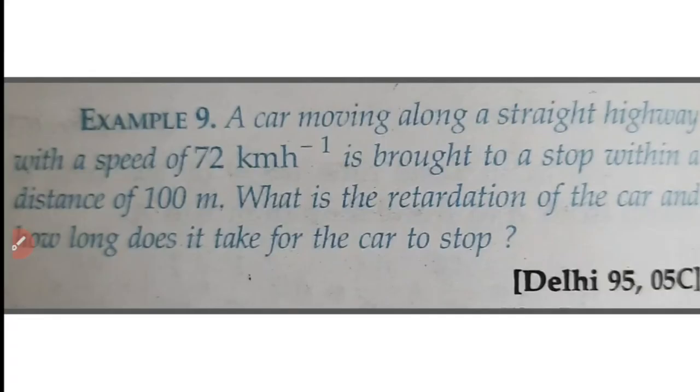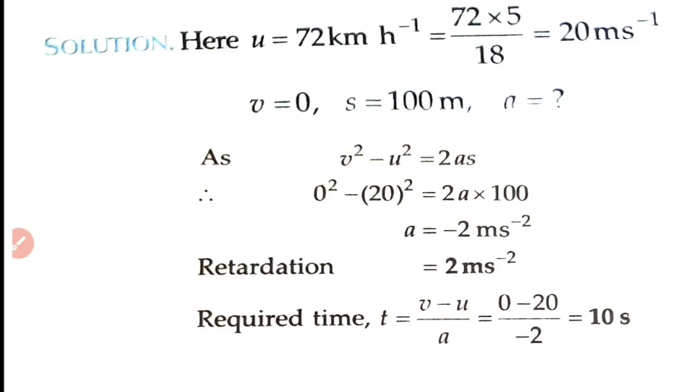Now a similar problem. A car moving along a straight highway with a speed of 72 km per hour is brought to a stop within a distance of 100 meter. What is the retardation of the car and how long does it take for the car to stop? The initial velocity is 72 km per hour. Converting it into meter per second, we have 20 meter per second. Using the same equation, we get acceleration to be minus 2 meter per second square and the required time to be 10 seconds. Same equations we need to use.